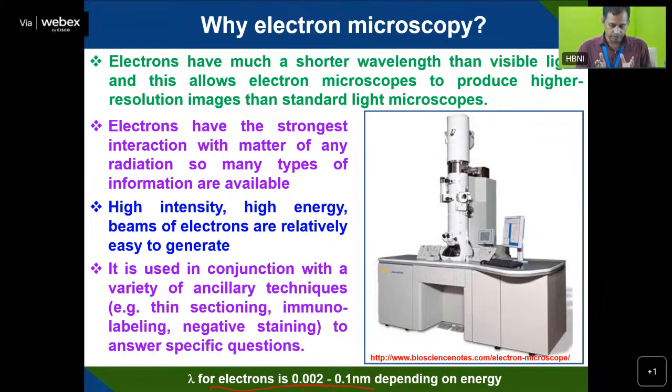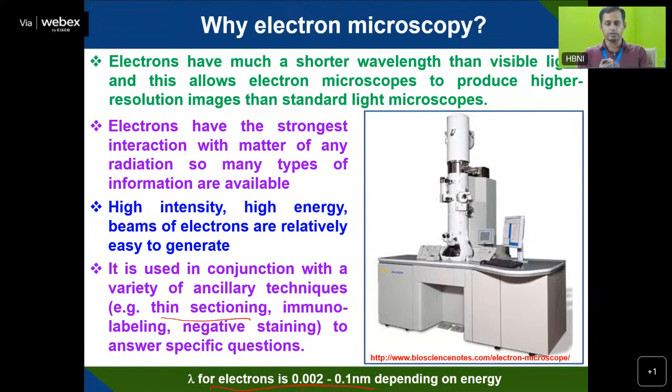The electron microscope can be combined with other techniques, so you'll get more information. Thin sectioning is possible, immunolabeling, negative staining, and you can conjugate antibodies, to answer specific questions with a variety of ancillary techniques. For a microscope like SEM, you can use EDAX analysis, chemical composition analysis. In TEM, you can do EDAX analysis or electron energy loss spectroscopy analysis. So you can get more information from the electron microscope.